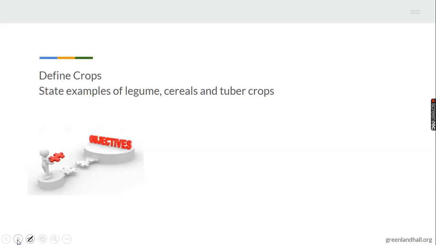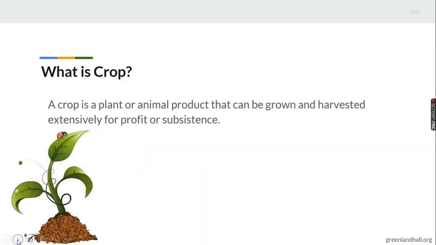First, we're going to consider what crops are, and we'll state some examples of legumes, cereals, and tuber crops. Today, we'll be considering this aspect of crops because they are quite vital to learning. And I am very sure you'll learn a lot. So, what is crop?